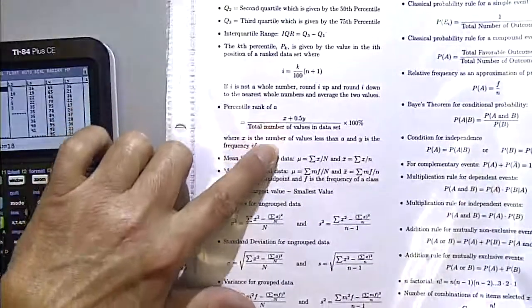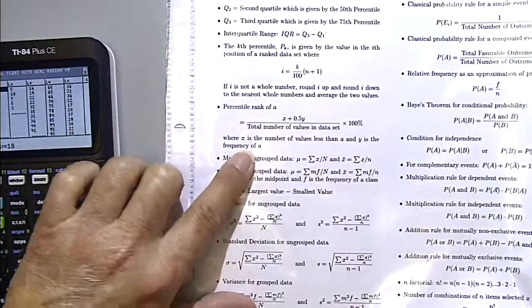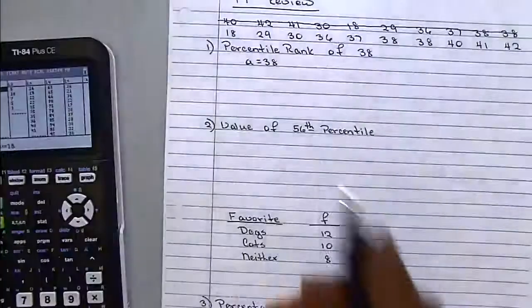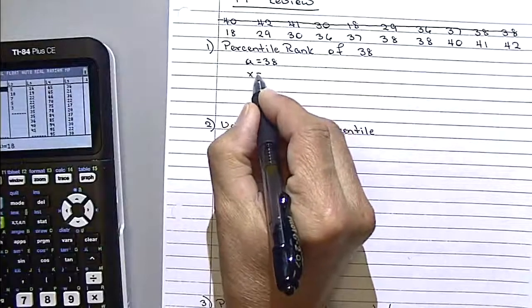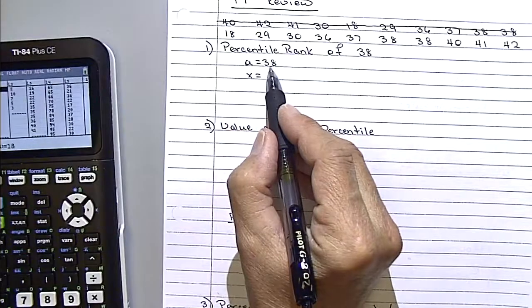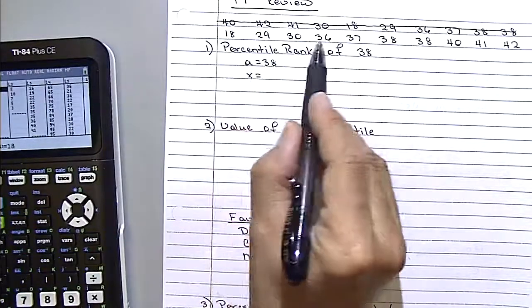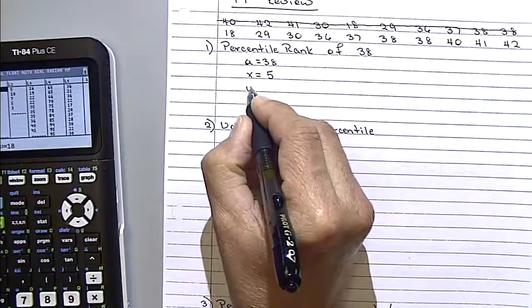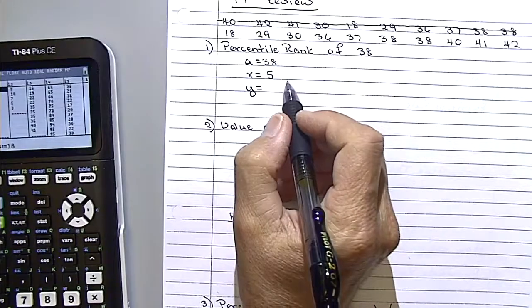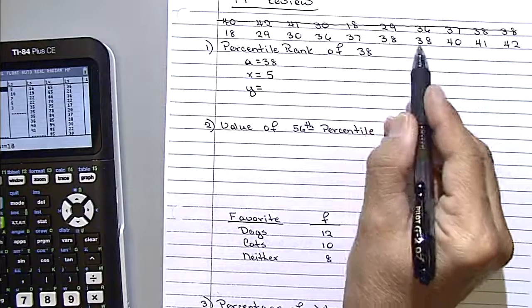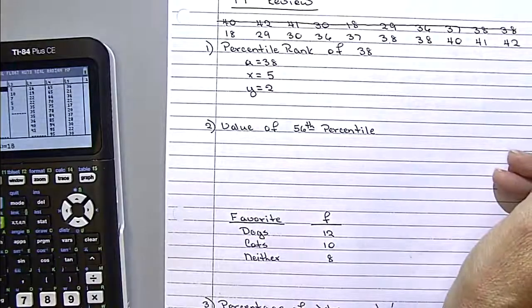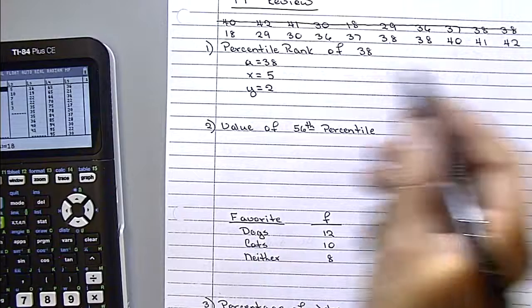And then it says I need X's and Y's, where X is the number of values less than A, and Y is the frequency of A. So X is the number of values less than 38. Well, let's count them. 1, 2, 3, 4, 5 are less than 38. And Y is the frequency of 38. How many 38s do I have? Well, there's 2 of them. You can't do this if this thing is not ranked. You understand why? So now I've got that.